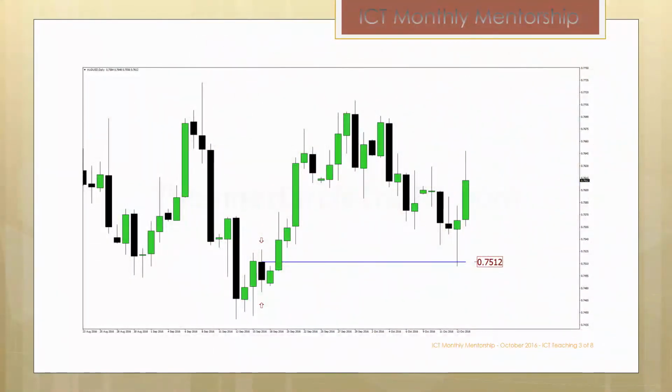Okay, folks, we're going to be looking at how traders make 10% per month. And we're going to stick with our theme here using our case study on the Aussie dollar.